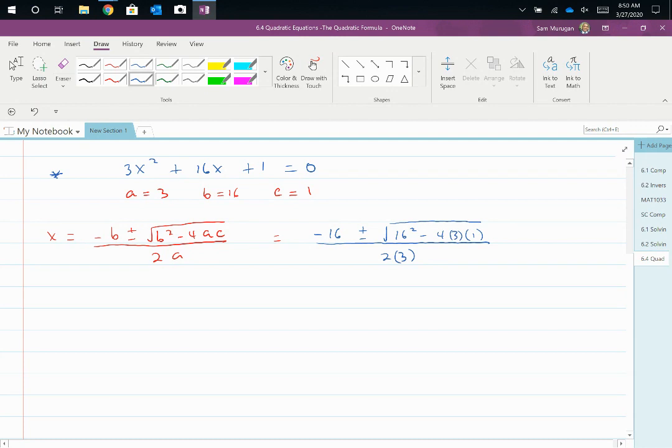And now you can work on simplifying your parentheses, so your equation. So minus 16 plus or minus 16 squared is 256. 4 times 3 times 1 is negative 12, divided by 6. So this is negative 16 plus or minus the square root of 244 divided by 6.